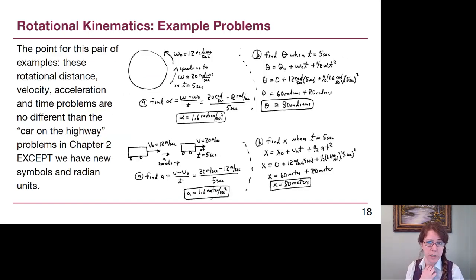The point for this pair of examples, and they don't have their own video, you can look at the solutions to make sure they make sense to you here. The main point for this pair of examples is that these rotational kinematics problems are not fundamentally different than chapter 2. We don't spend a lot of time going over problem after problem because we did all of that in chapter 2, and this is just a chance for us to see the small change that happens when we're dealing with rotational quantities instead.